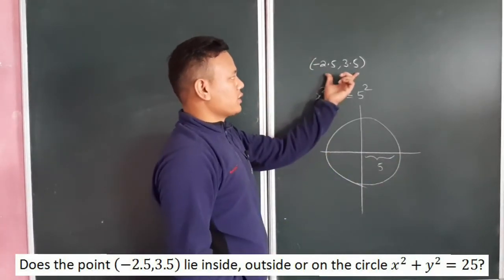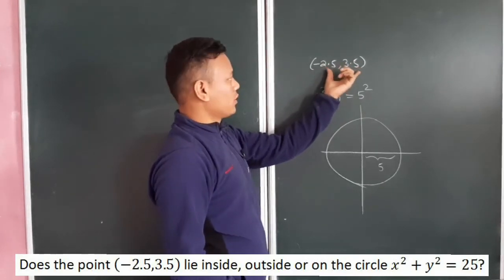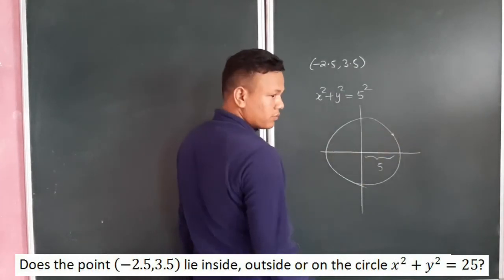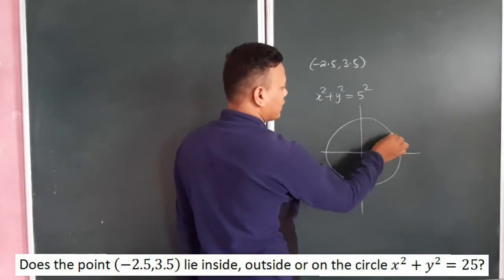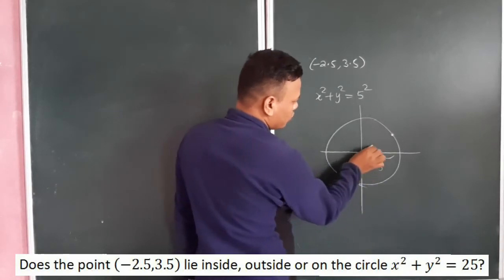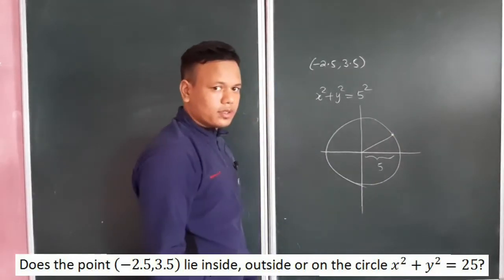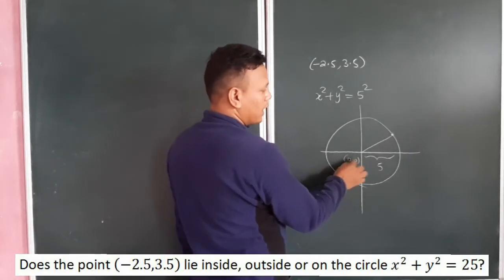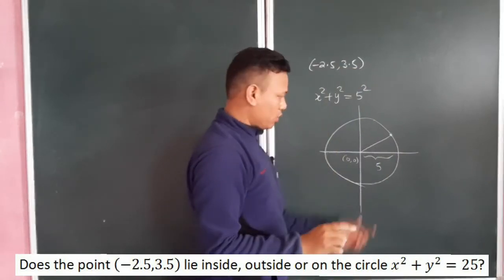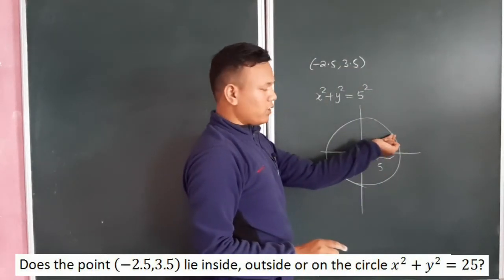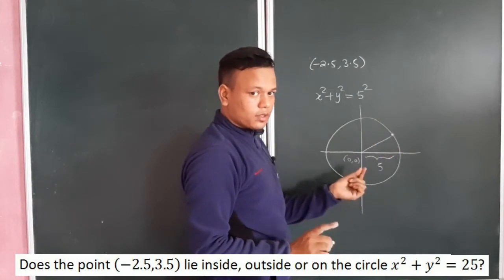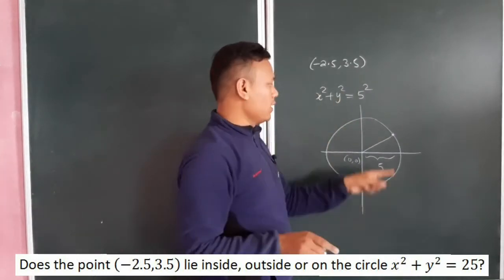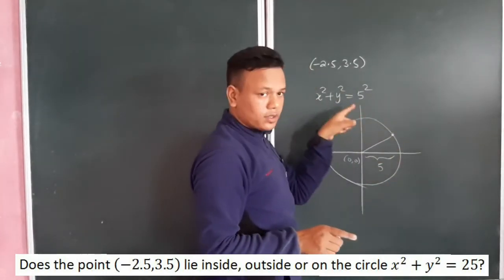Okay, the question is asking where does this point lie? That means whether this lies exactly on the circle. Suppose this exactly lies on the circle, then if you join these two, this also gives me the radius. That means if the distance between the center and this point is equal to 5, then this point must be lying exactly on the circle. So if the distance between the center and the given point is equal to the radius, then that point has to be exactly on the circle.